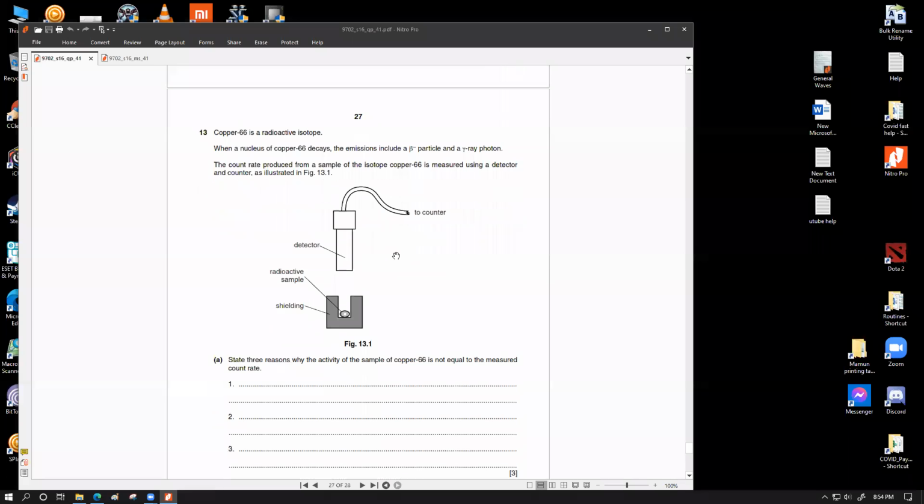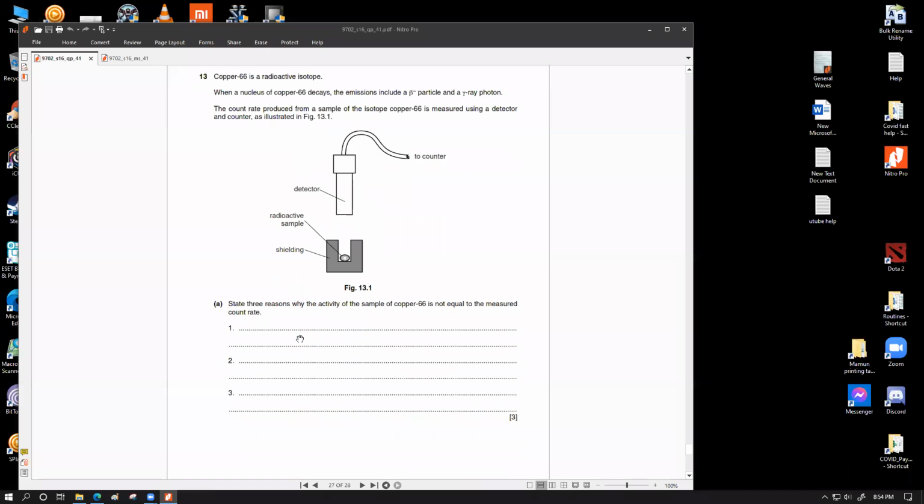So this is the first request problem that we are solving for today's class. Copper-66 is a radioactive isotope. When a nucleus of copper-66 decays, the emissions include beta minus particles and gamma ray photons. The count rate produced from a sample of the copper-66 is measured using a detector and counter as illustrated in figure 13.1. So you have this setup. The question says: state 3 reasons why the activity of the sample of copper-66 is not equal to the measured count rate.